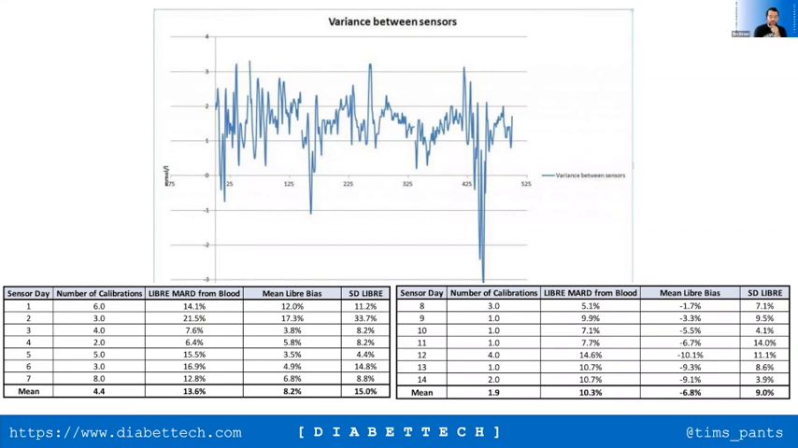So that's it for the CGM discussion. Is there anything anybody else wants to raise on this? You're a G6 user. Yes.